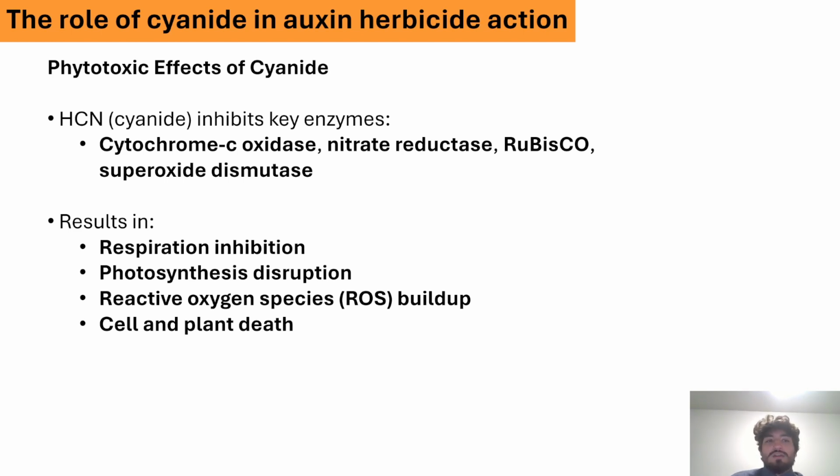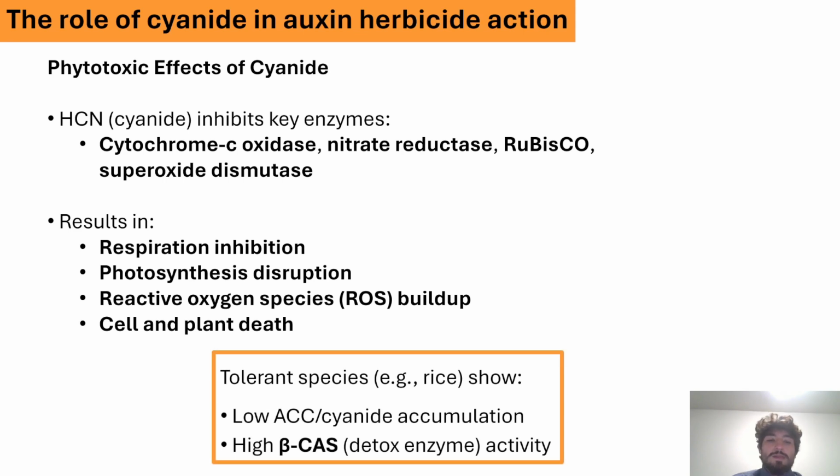Because cyanide, or hydrogen cyanide, inhibits key enzymes like cytochrome C oxidase, nitrate reductase, Rubisco, and superoxide dismutase, resulting in respiration inhibition, photosynthesis disruption, and reactive oxygen species buildup, and also cell and plant death. However, as I said, tolerant species, for example rice, have low ACC and cyanide accumulation and high levels of beta-CAS, which is a detox enzyme.